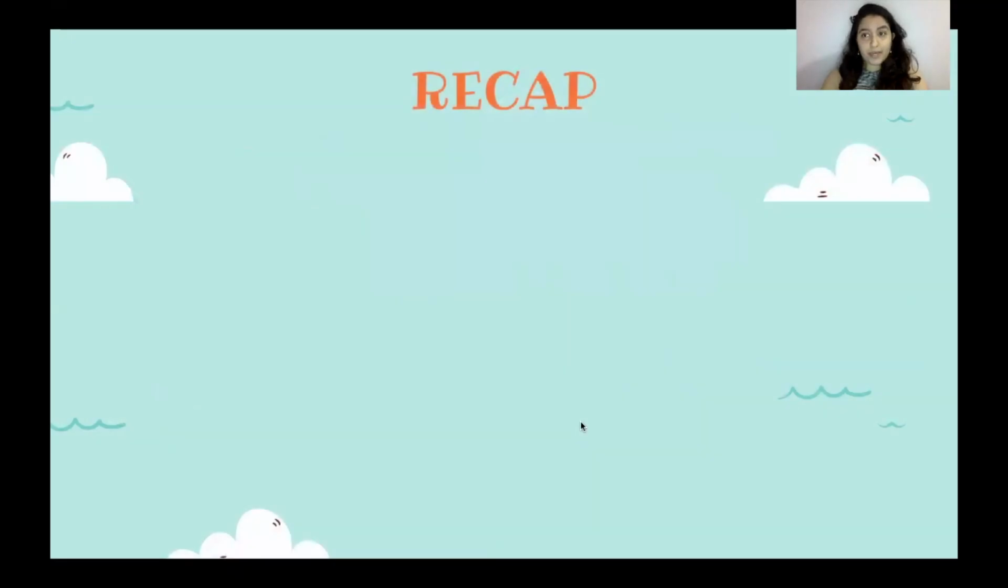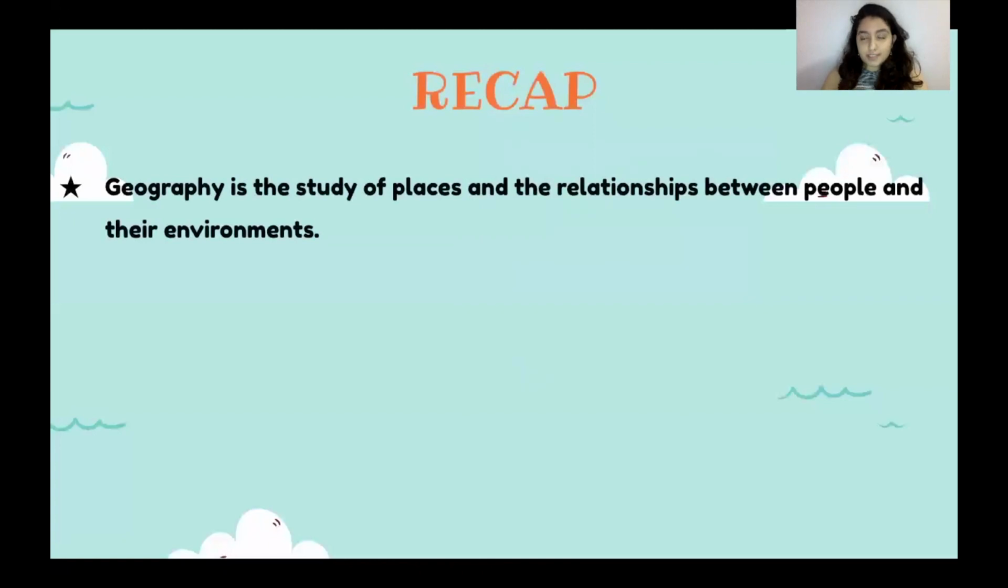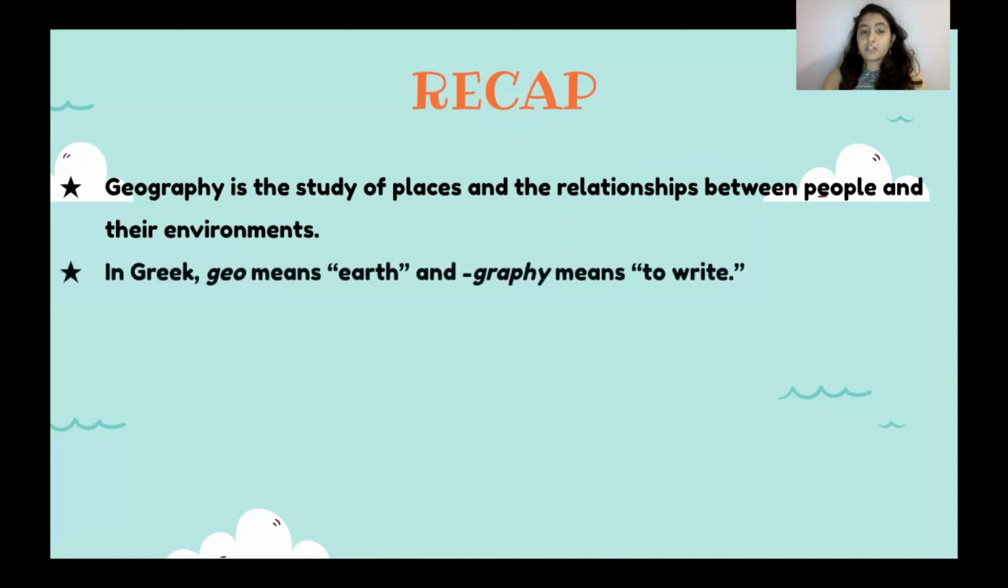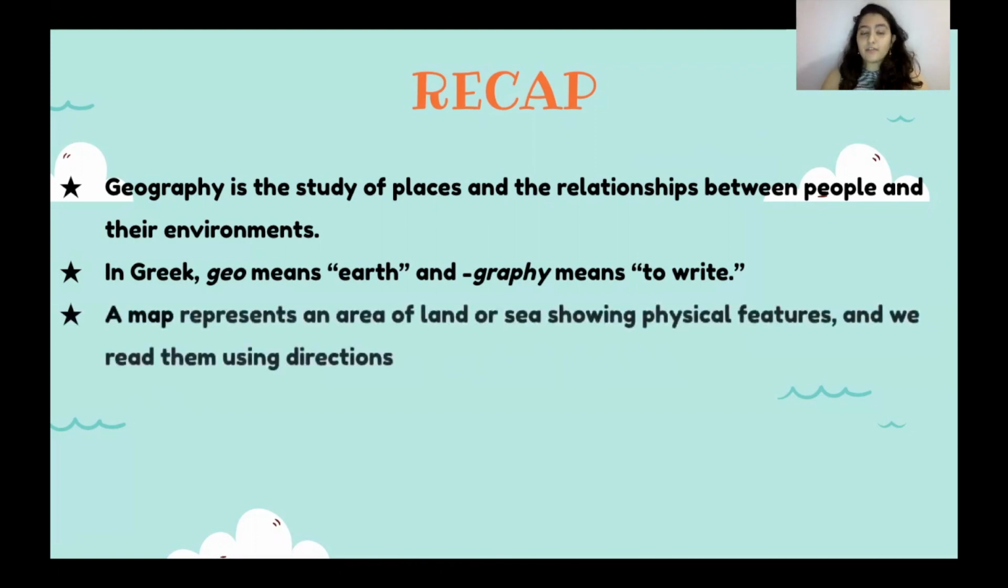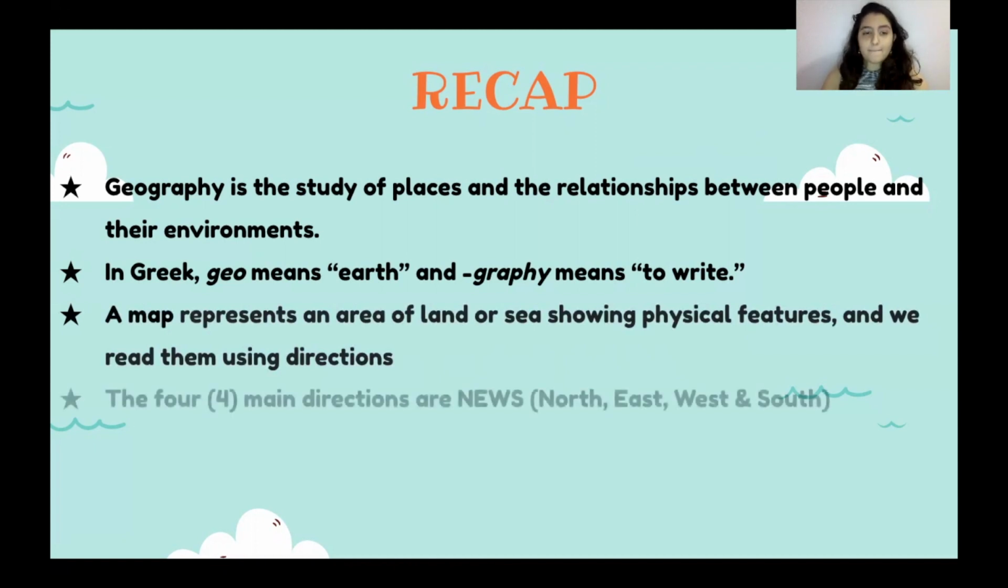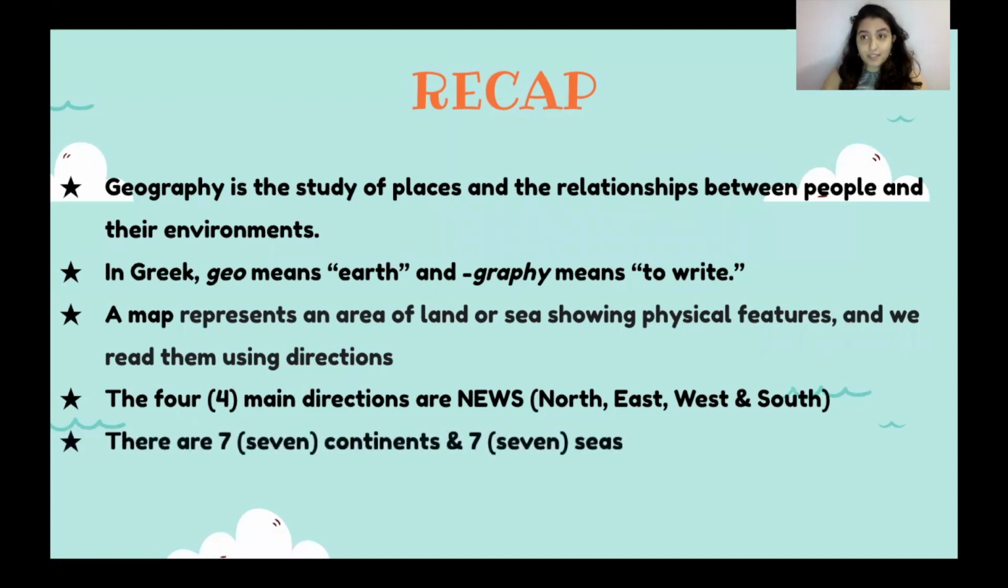So let's have a quick recap. Geography, which is the subject we are learning today, is the study of places and the relationships between people and their environments. In Greek, geo means earth and graphy means to write. That is how we got the term geography. A map represents an area of land or sea showing physical features, and we read them using directions. The 4 main directions are north, east, west, and south, which can be easily remembered through the acronym NEWS: North, East, West, and South. There are 7 continents and 7 seas.